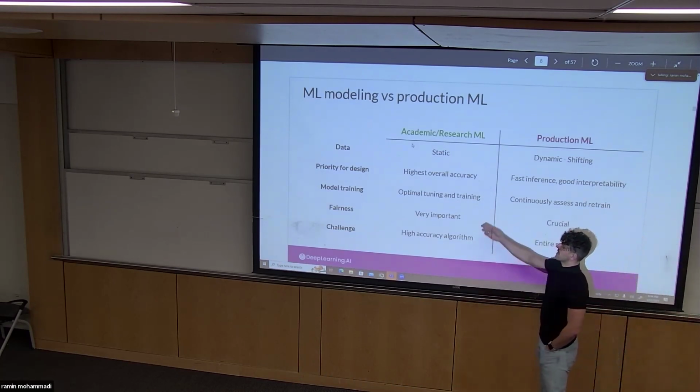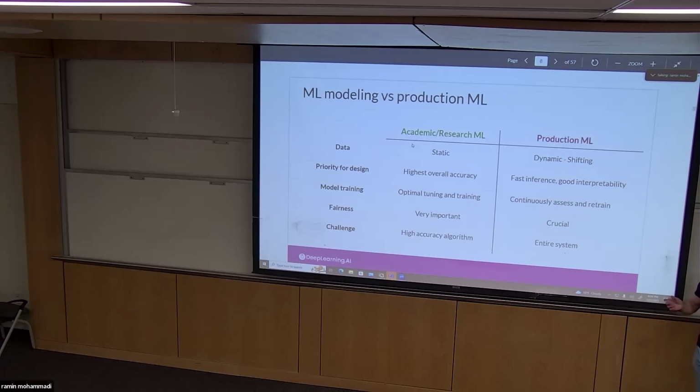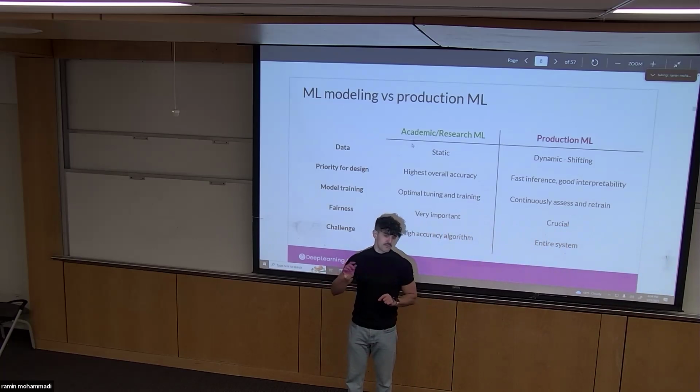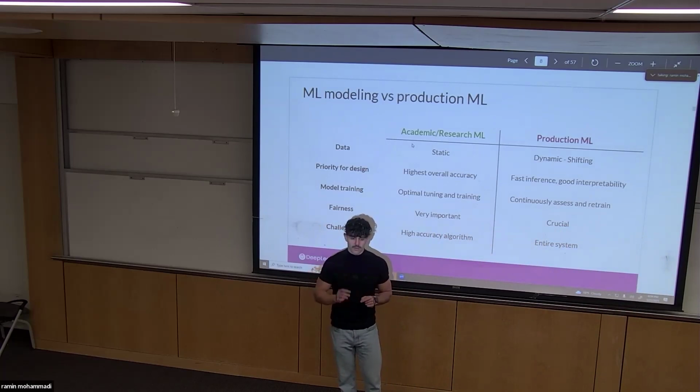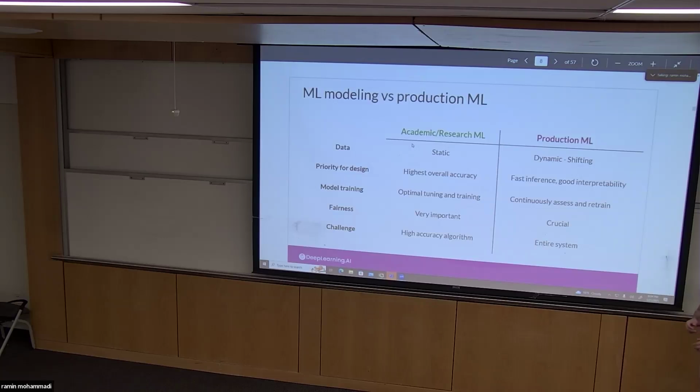The priority in design, in academia, is the highest overall accuracy, and in industry it is fast inference and good interpretability, right? So it's important to remember that in industry we still want good accuracy, but you'd rather accept a slightly higher error, not too much, to get a faster model. From a cost perspective, it's much better to have a model with fast inference. Also, your model needs good interpretability because now you have customers, so you want to be able to answer why a certain decision was made.